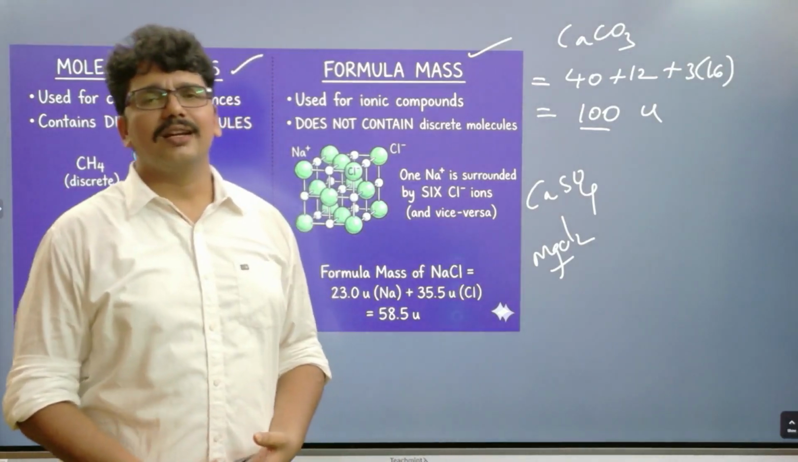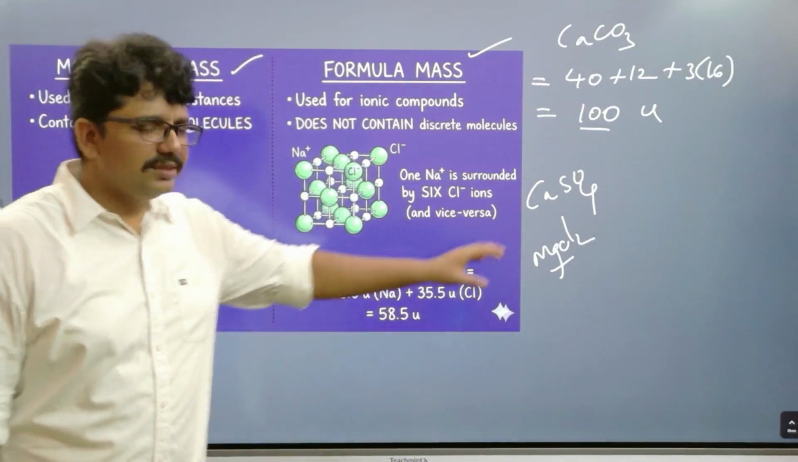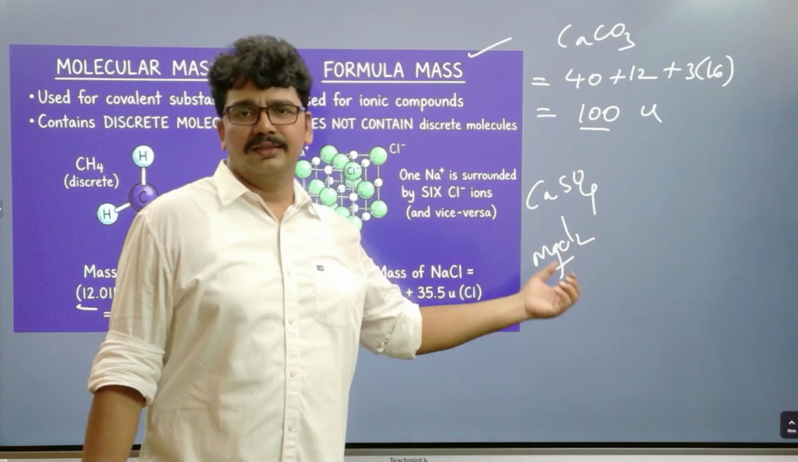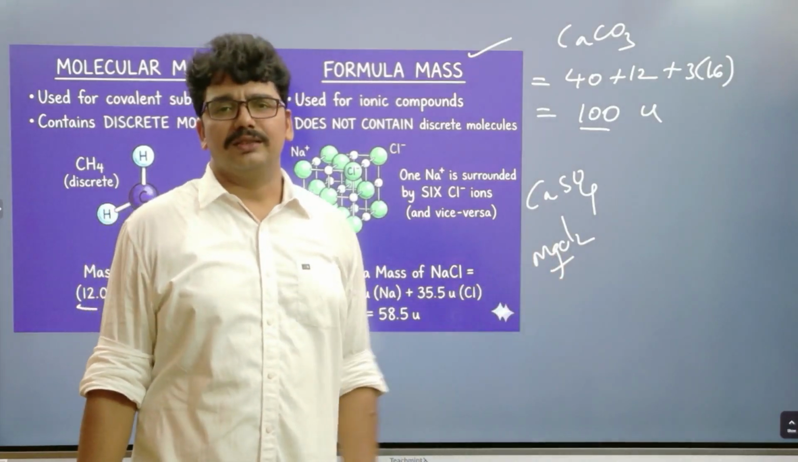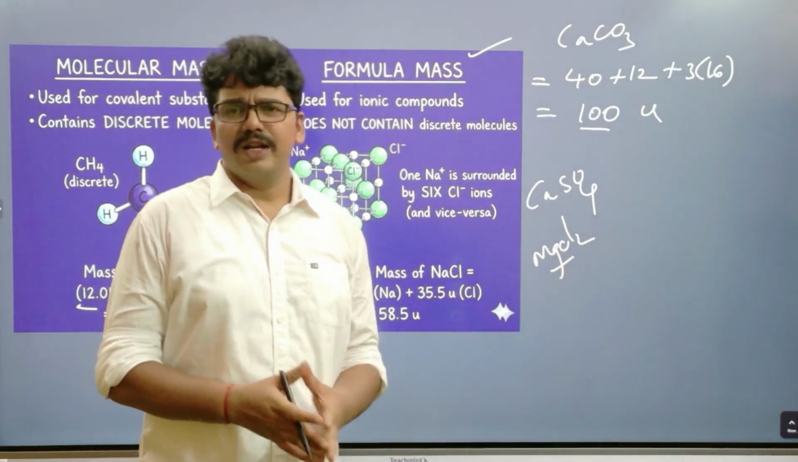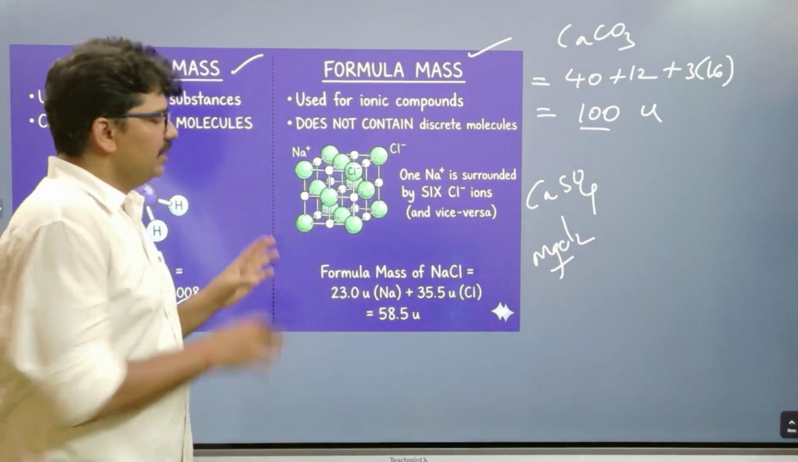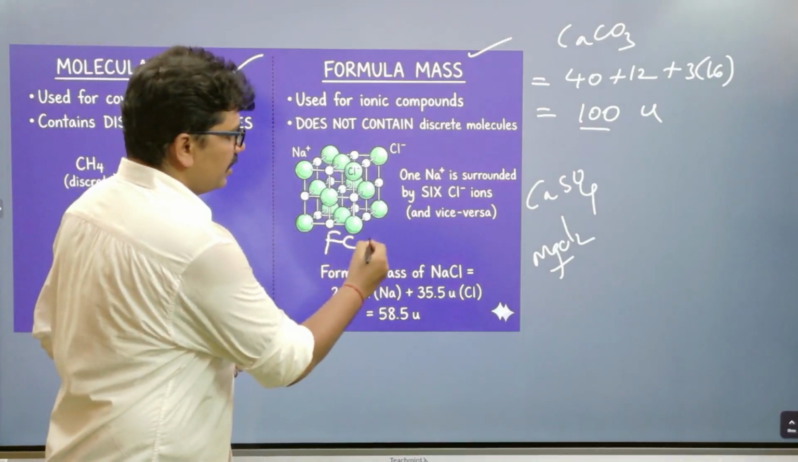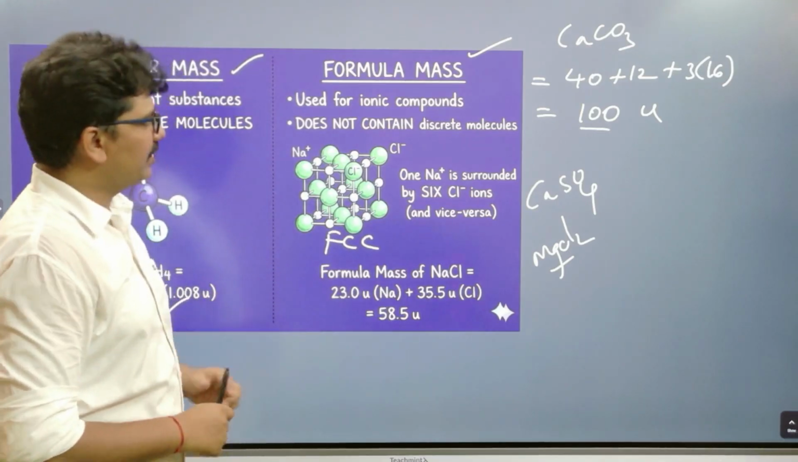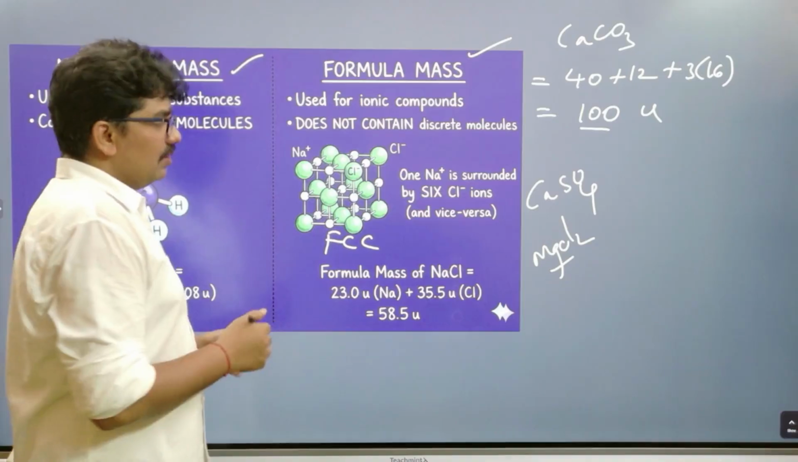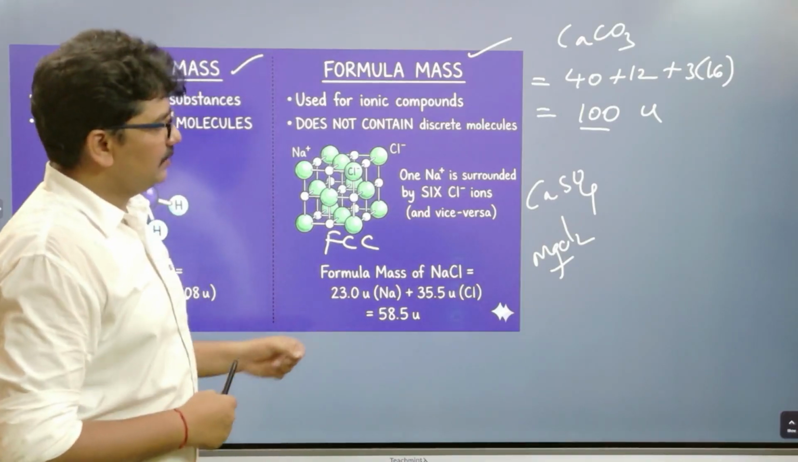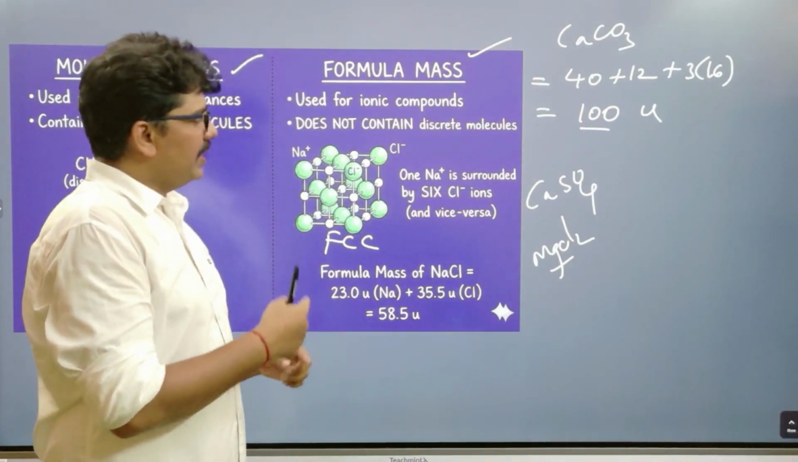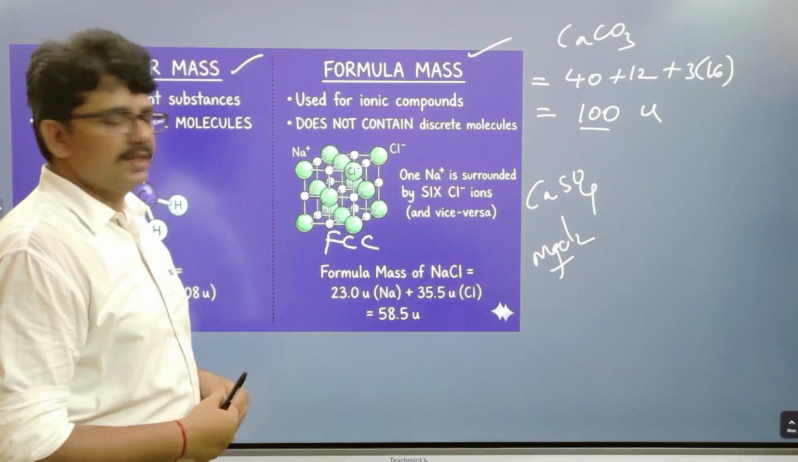Then what are they called? They are called formula units. We should not call them molecules. So what are formula units and why are they called formula units? See this NaCl structure. This is the FCC, face-centered cubic structure. In the FCC structure, one Na plus ion is surrounded by 6 Cl minus ions, and one Cl minus is surrounded by 6 Na plus ions.